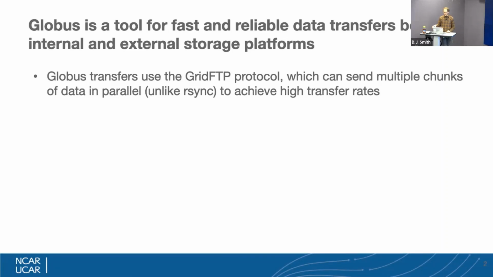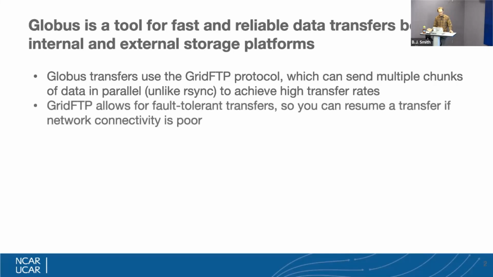So the nice thing about the GridFTP protocol is that it can send multiple big chunks of data in parallel using multiple data streams. This is something that a basic command line utility like rsync doesn't do. And therefore, as long as you've got a big enough pipe to transfer data over, you can achieve pretty high transfer rates for moving large pieces of data across sites.